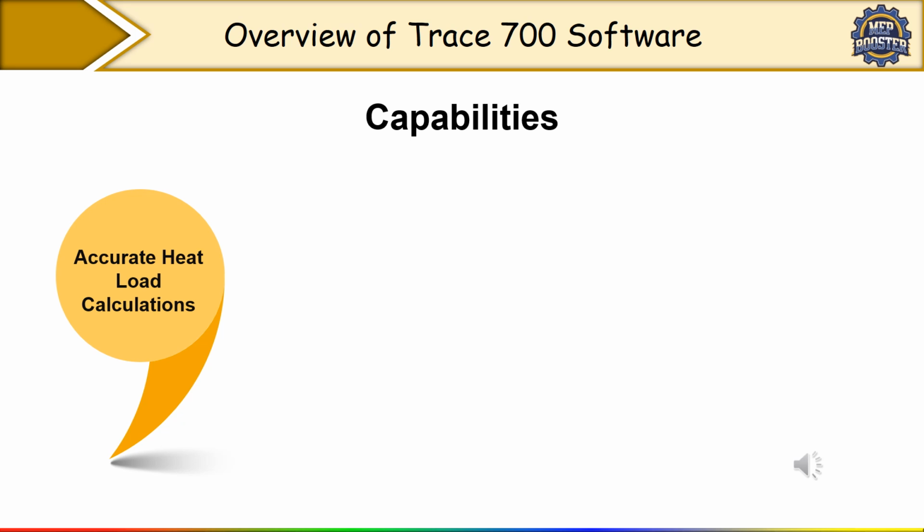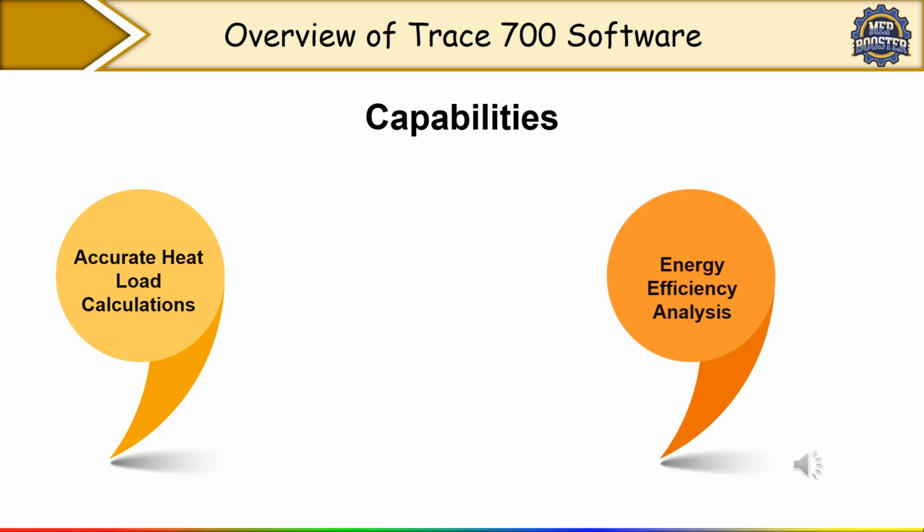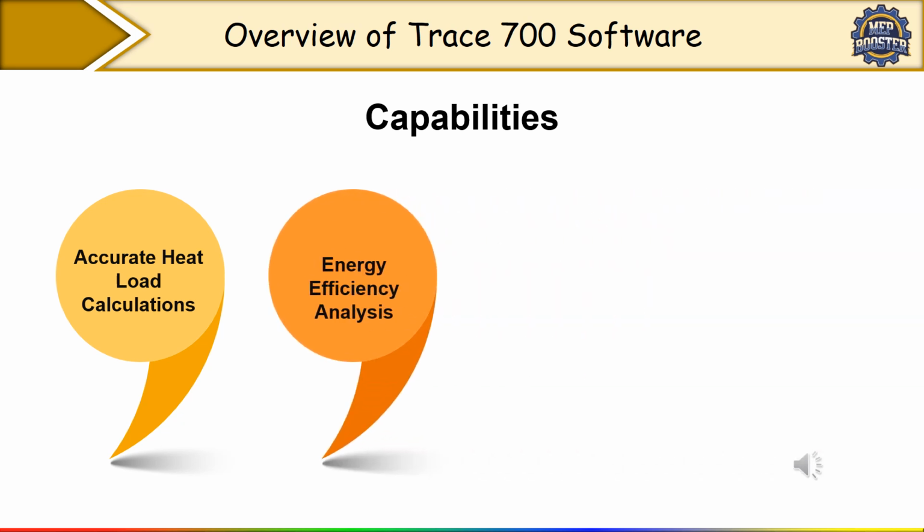You can utilize advanced algorithms. The software utilizes advanced algorithms to calculate heating and cooling loads accurately. It considers building geometry, occupancy schedules, weather data and internal loads. It provides detailed hourly load profiles for better system sizing and design. So this is the first capability of Trace 700.